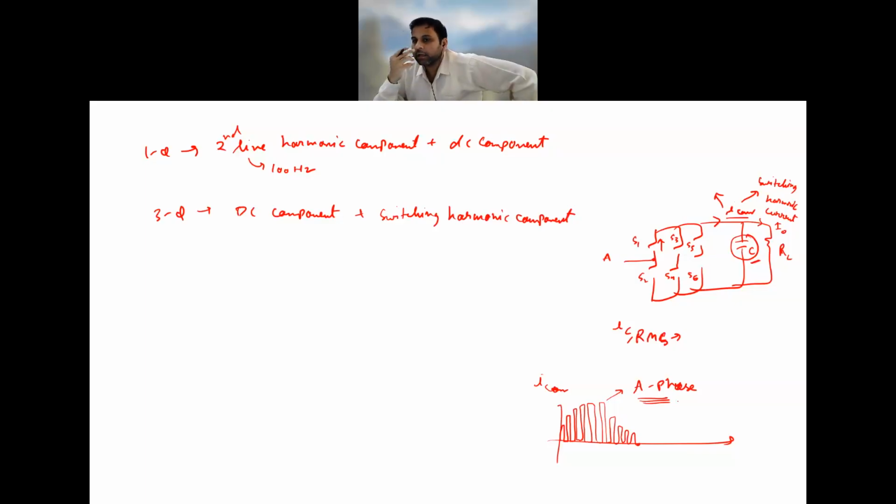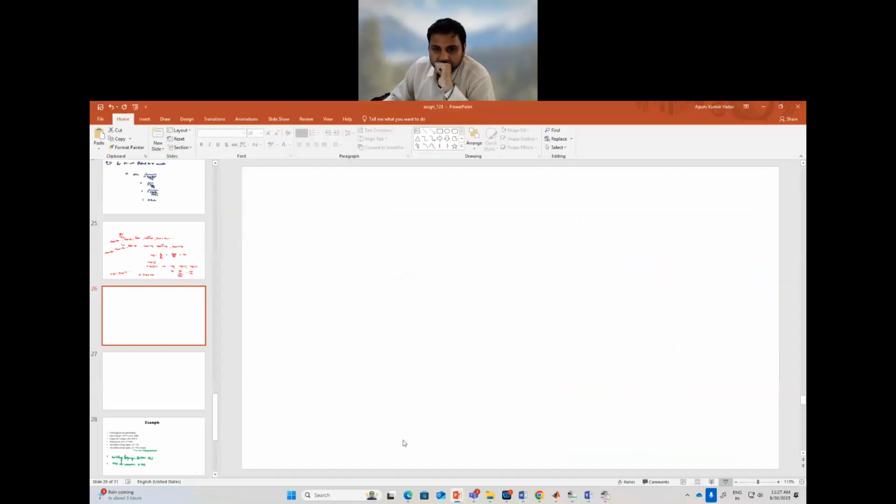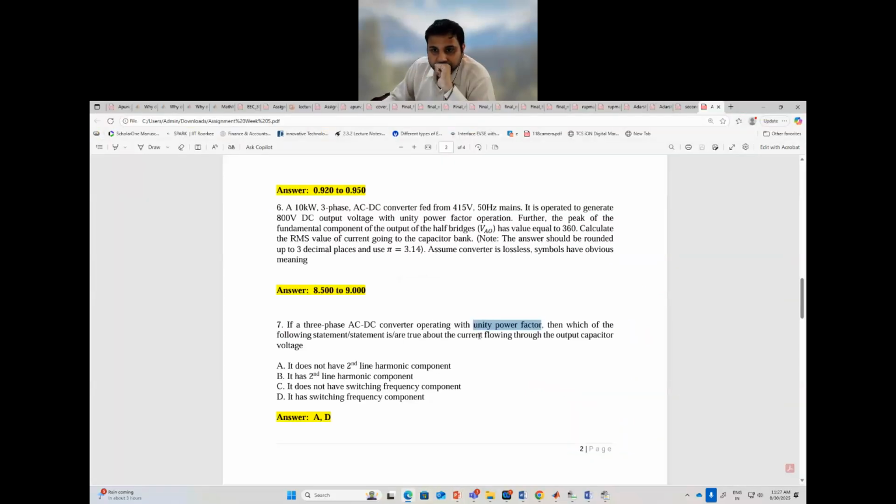So the switching harmonic component will go through the capacitor, and you will see some kind of component corresponding to that. However, those components are very small, so that ripple will be very small. That's why you will see a pure DC component on your capacitor voltage. So if you see this in the question, the current flowing through the capacitor does not have a second line harmonic component, so the first option is correct, and it has a switching frequency component. That is why options A and D are given as correct.